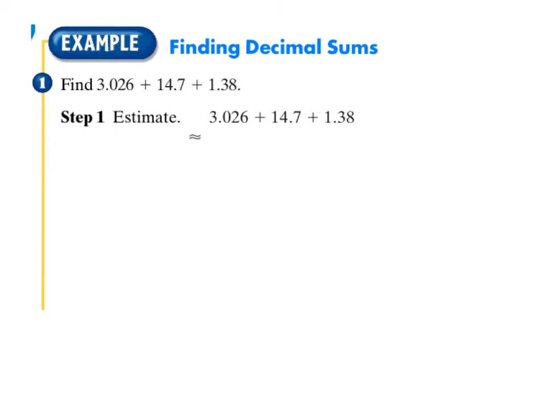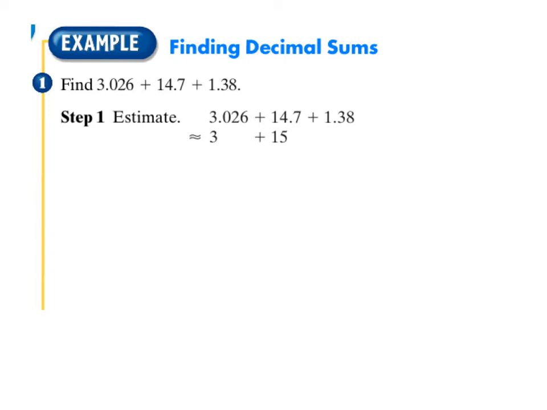We reviewed rounding in the previous video. We're going to round to the closest whole number since all of these have a whole number. So 3.026 is closest to 3. It's definitely closer to 3 than to 4. Then 14.7 is pretty close to 15 because 7 is closer to 10 than to 0. So we would round up to 15.